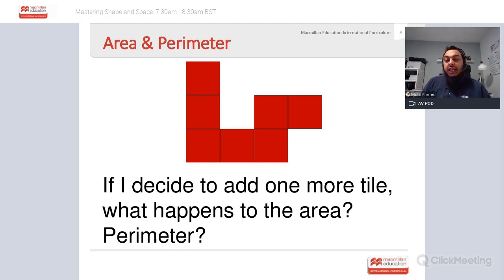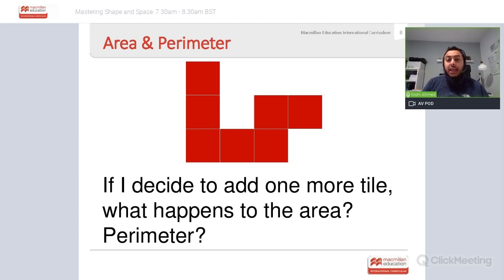When you say change, what does that mean? So area will change, but perimeter will be the same. So area will change. What does it change to? Does it change? Does it go up? Does it go down? And what about the perimeter? Does that increase or decrease?